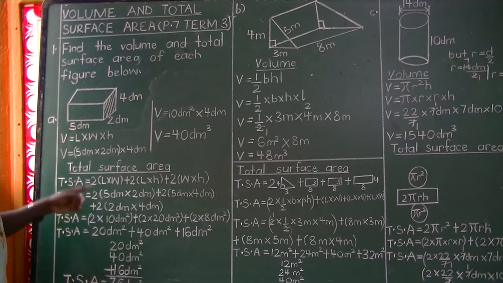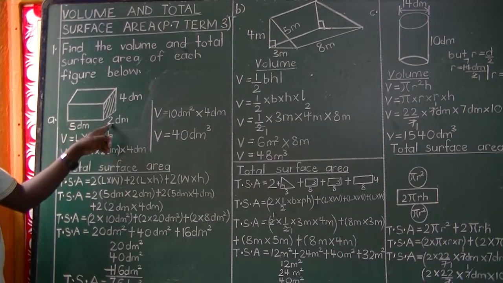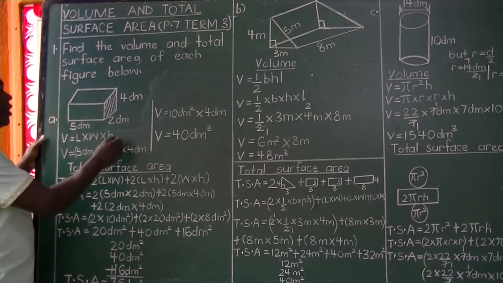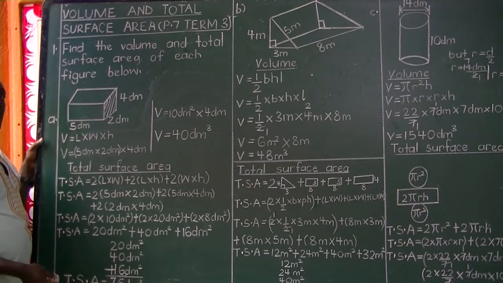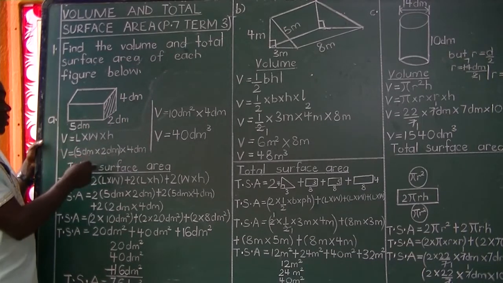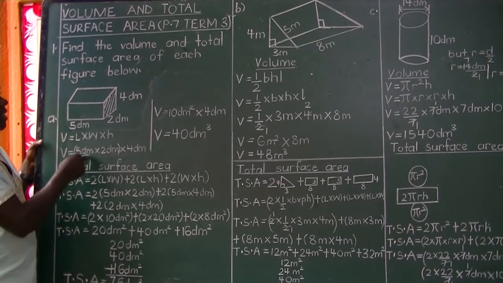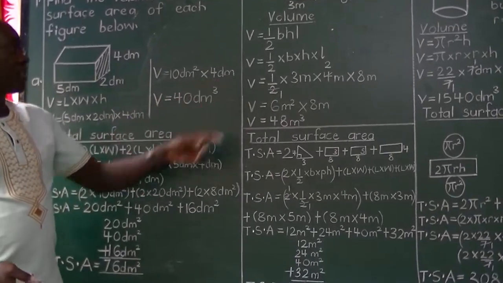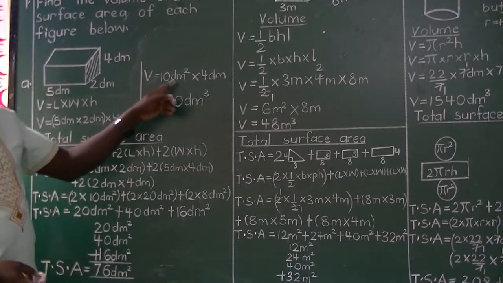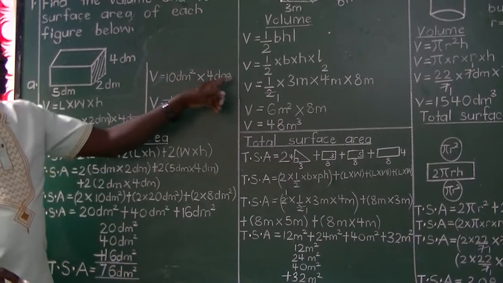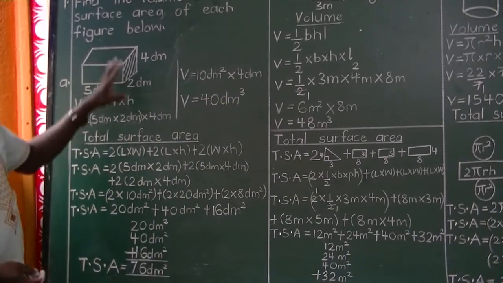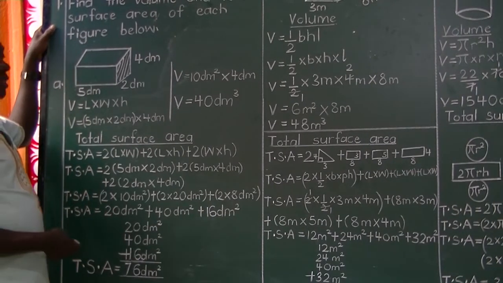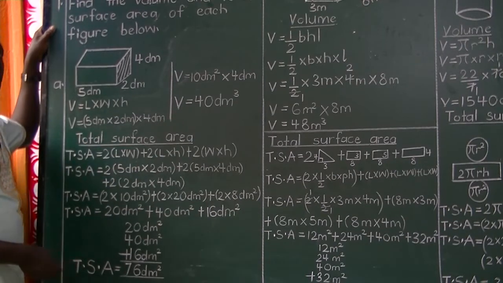Then volume equals 5 decimeters times 2 decimeters times 4 decimeters. Then we associate here for easy multiplication, where 5 times 2 is 10, and decimeter squared. That's why I've got 10 decimeters squared. Then later times 4 decimeters. So where 10 times 4 gets 40, and decimeter squared times decimeter gets decimeter cubed. So the volume of this cuboidal box, or cuboidal tank, is 40 decimeters cubed.